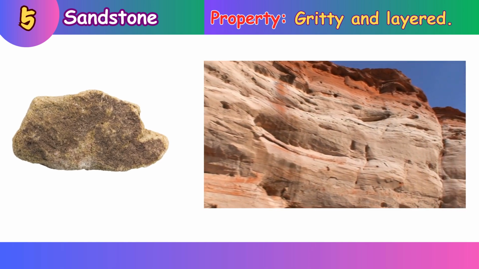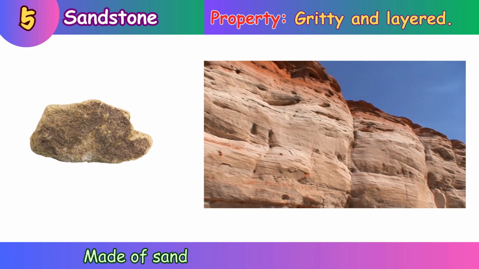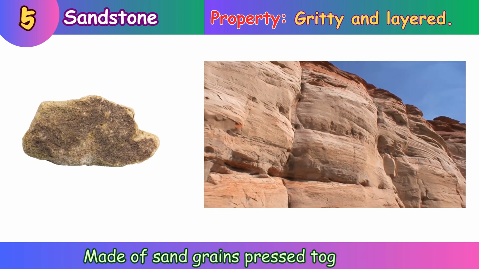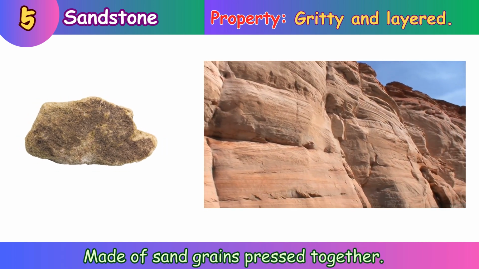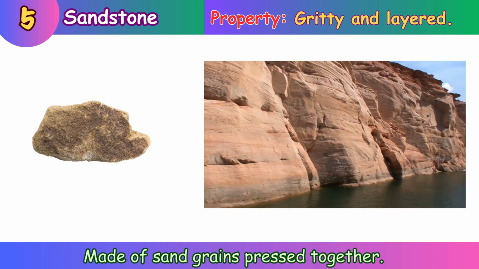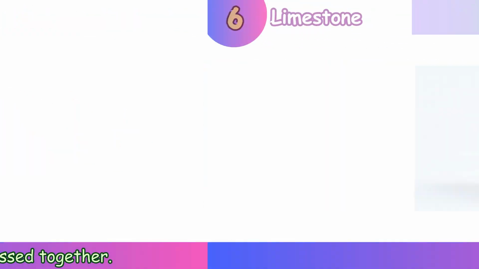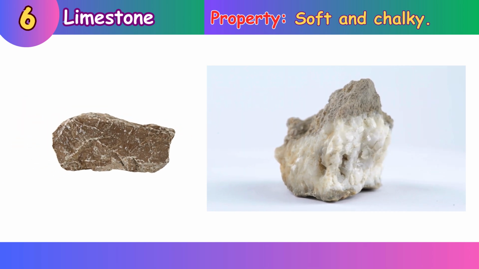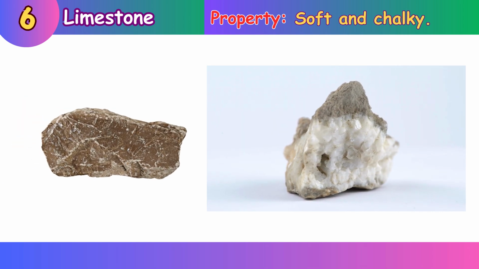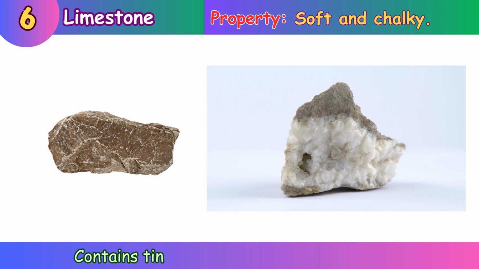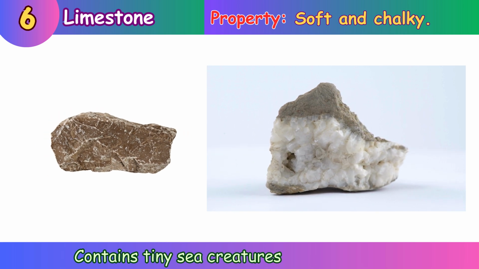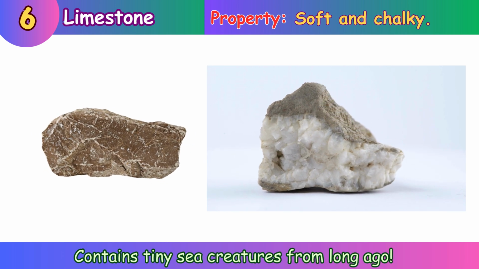Sandstone. Gritty and layered. Made of sand grains pressed together. Limestone. Soft and chalky. Contains tiny sea creatures from long ago.